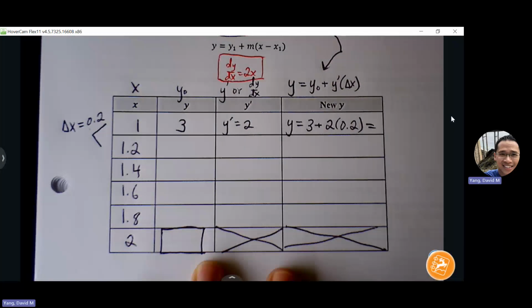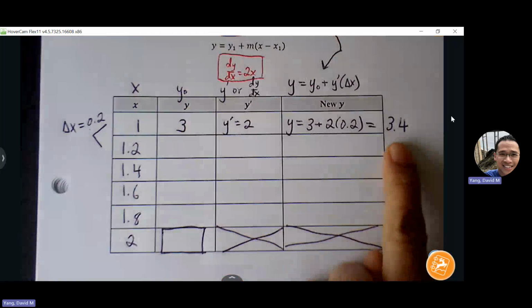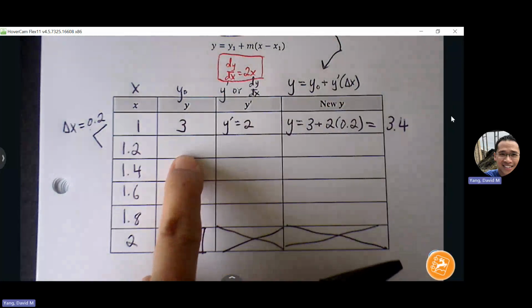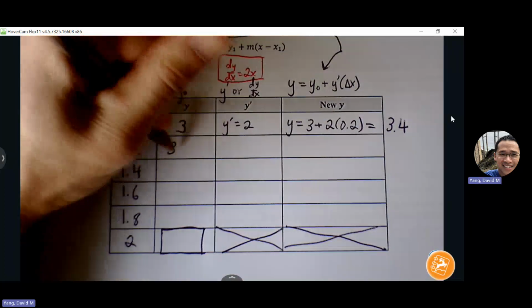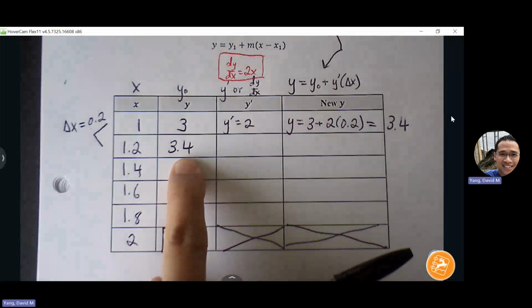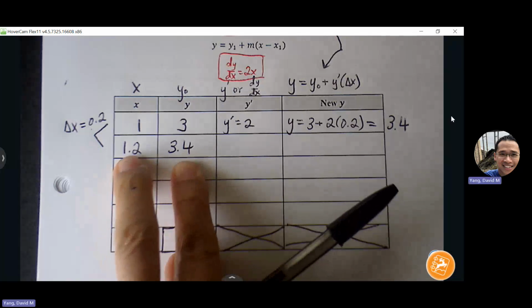Okay, so 3 plus 0.4 is 3.4. This is now the new y value that I found, which is going to be the starting y value for my next step. So you're going to copy whatever you find here, you're going to copy it down to the next row. So now we repeat the process.